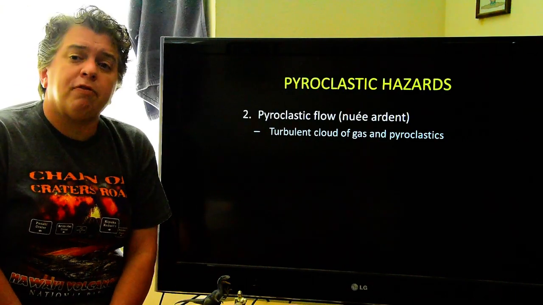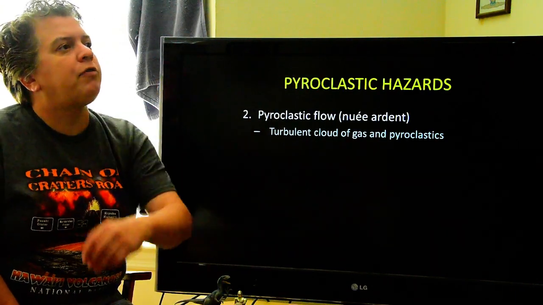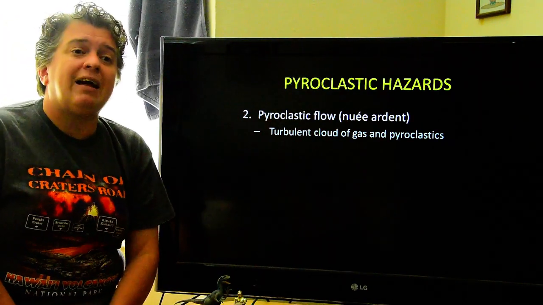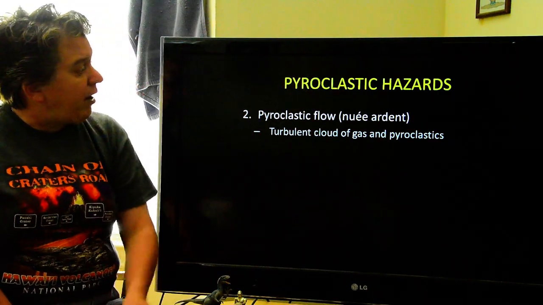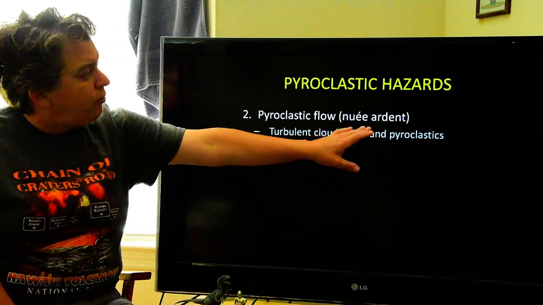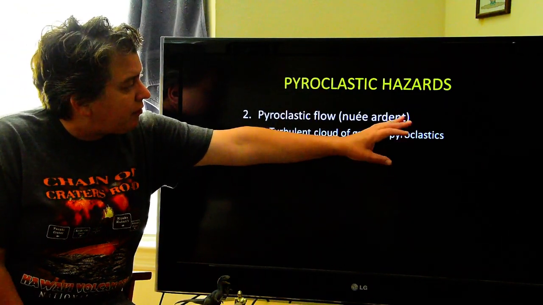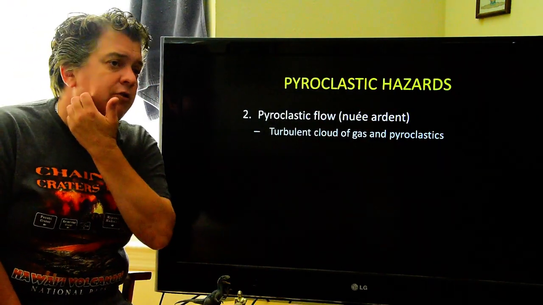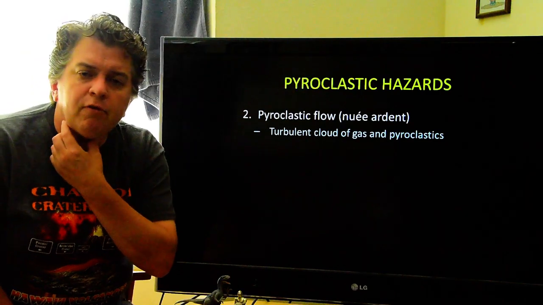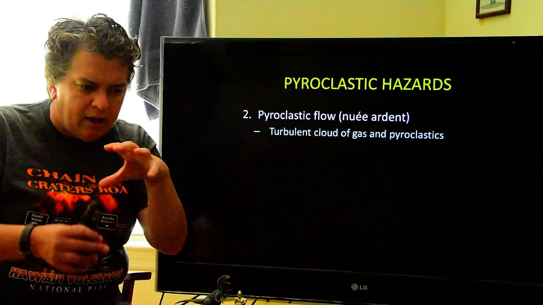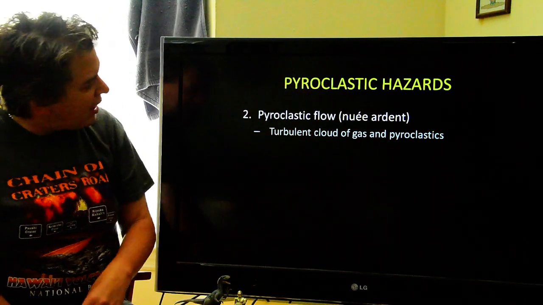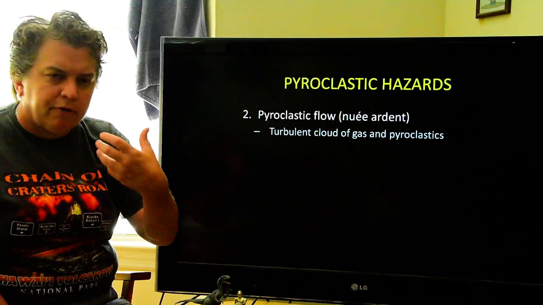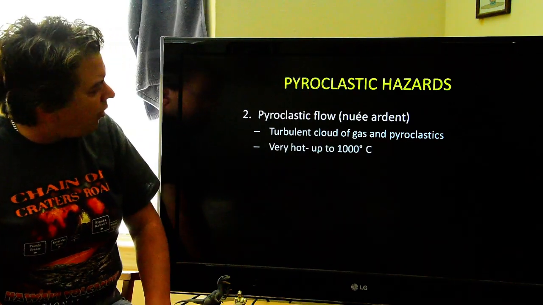All right, other things that pyroclastics can cause. I mentioned pyroclastic flow. Now, pyroclastic flow is also called a nuée ardente. I do realize I misspelled that. There should be an E there. But nuée ardente in French means glowing cloud, because if you see one of these at nighttime, it actually has a glow to it. This is a turbulent cloud of gas and pyroclastics that races down the side of a volcano.